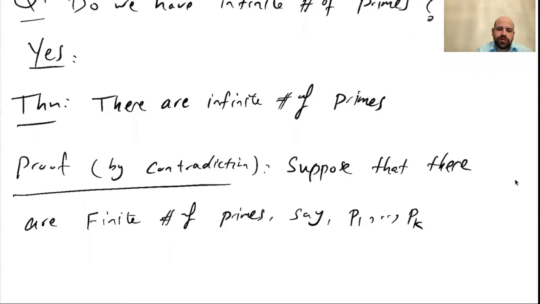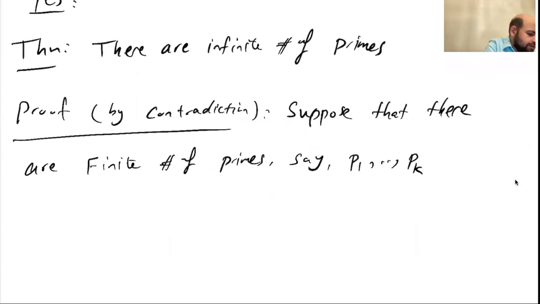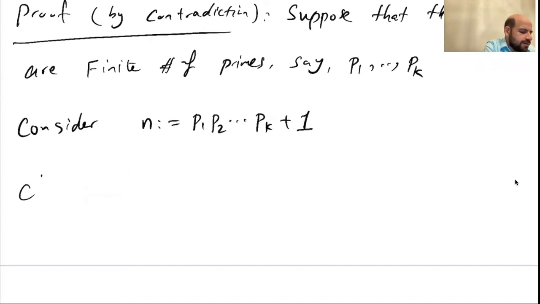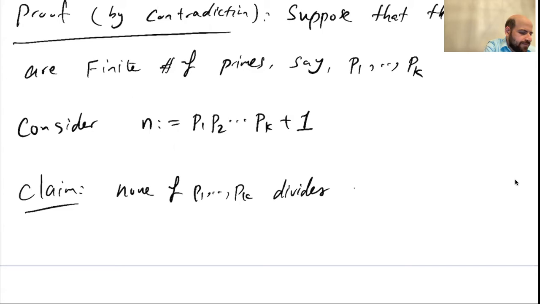Now the number that we are looking for will be, so consider, n equals p1 times p2 times up to pk, plus 1. The product of the prime numbers that we have, plus 1. So my claim is none of p1 to pk divides n.